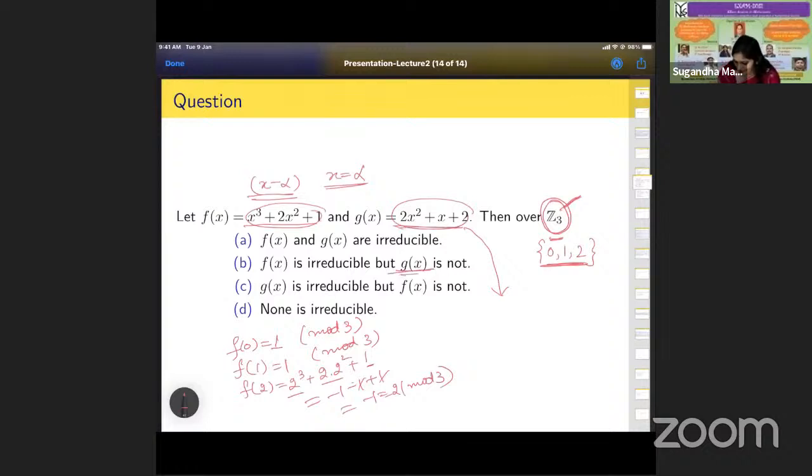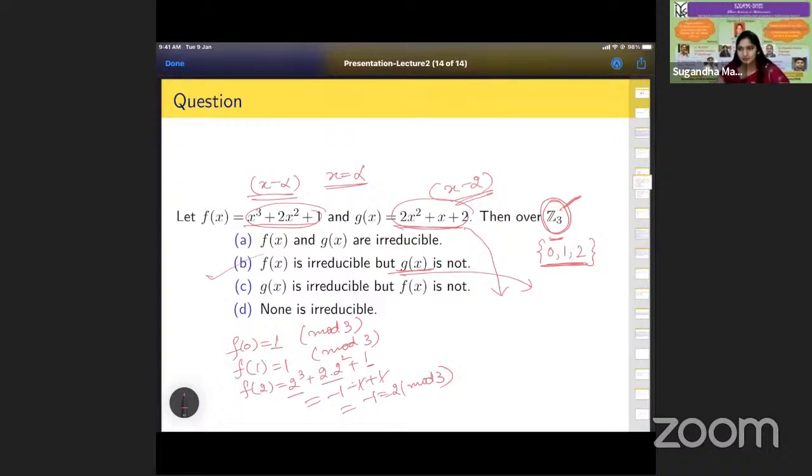You can check in the same way by putting 0, 1, and 2 to see if any of these satisfy. So if I put 0, I get 2. If I put 1, I get 5. And if I put 2, then I get 8 plus 2. Yeah, then it is 0. So x minus 2 is a factor of g(x). So this is not irreducible. This is reducible. So that gives you your answer as option B.